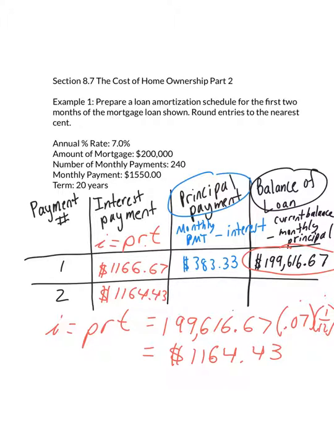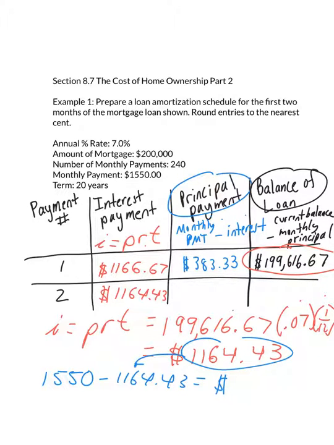$1,164.43. Now the principal payment, we said to take the monthly payment and subtract the interest that we just calculated. So the monthly payment is still $1,550 minus the interest, which was $1,164.43. And after you subtract, that means that $385.57 is the only portion that's going towards paying off your mortgage loan.